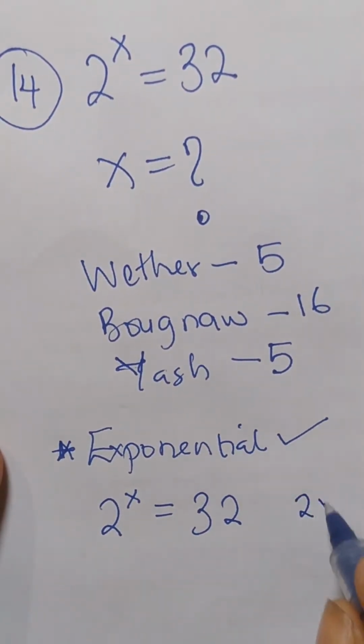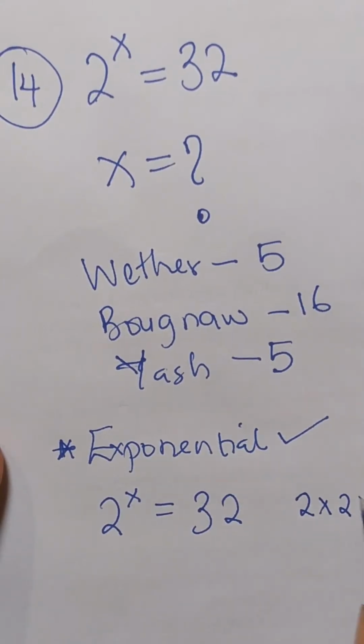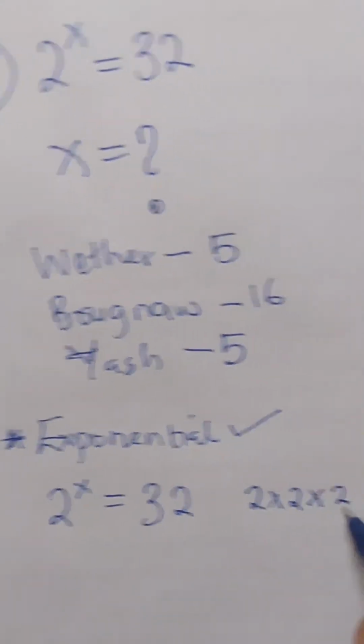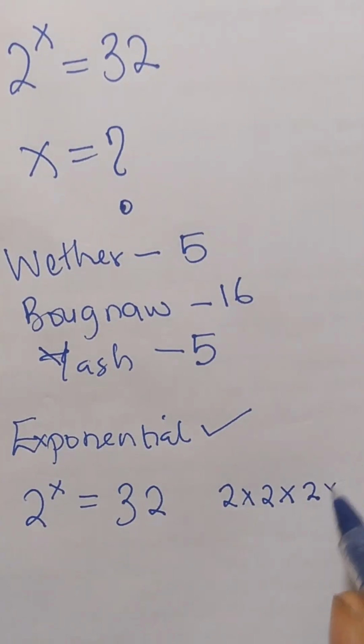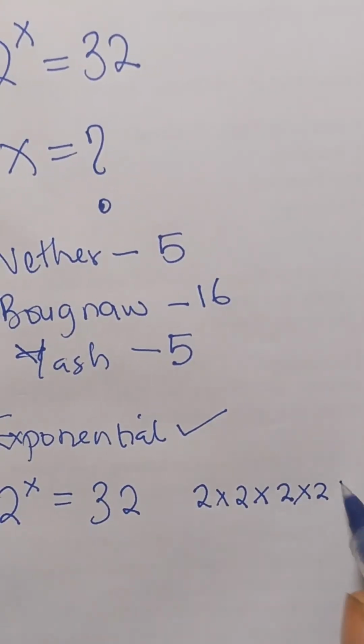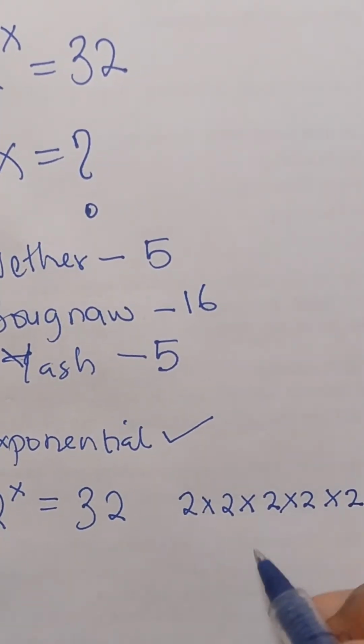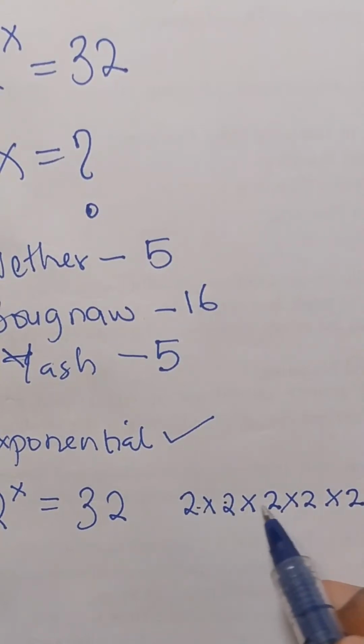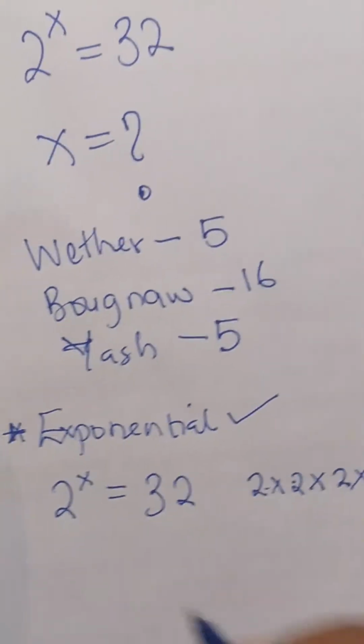We do 2 times 2 is 4. We multiply it again by 2. 4 times 2 is 8. 8 times 2 is 16. 16 times 2 is 32. So we count 1, 2, 3, 4, 5. That is 5 places.